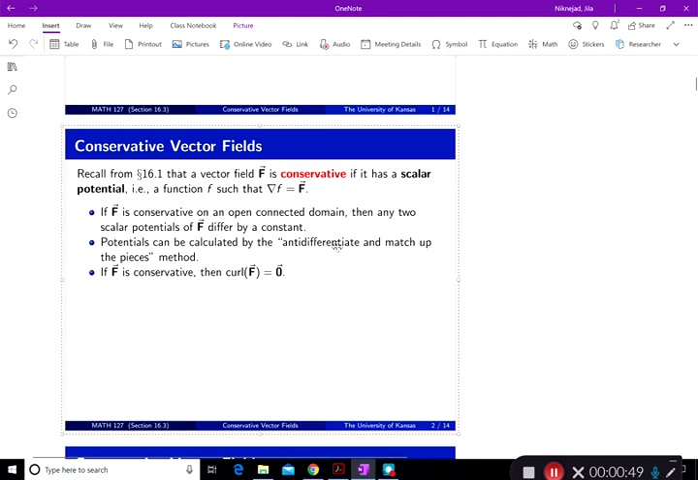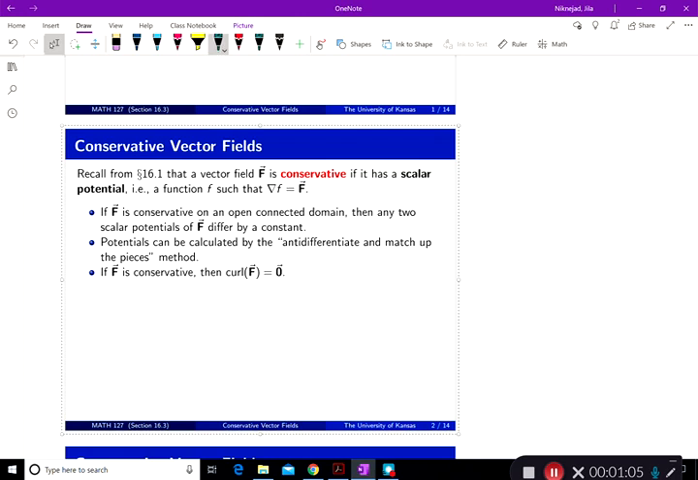So from 16.1, we talked about how a vector field F is conservative if there exists a scalar potential, a function, such that the gradient of that scalar potential is equal to the vector field. So if you take the gradient of this scalar function and you get a vector field, then that vector field is a conservative vector field.